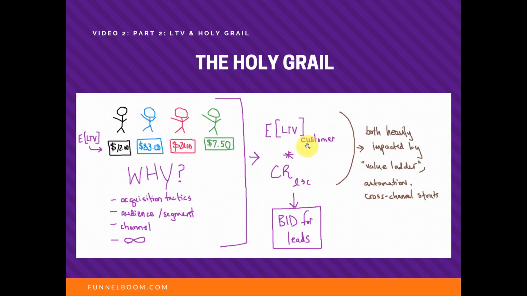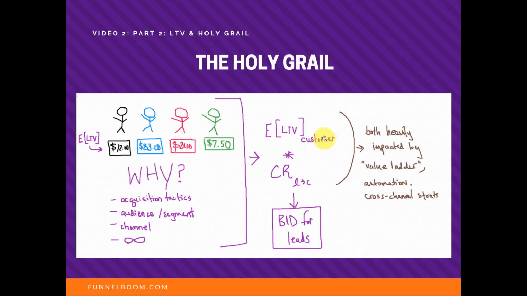But if we're going to try to just make this actionable and attainable, what a lot of businesses are doing on Facebook, and one of the ways you can act on this, is that if you know the expected LTV for a customer, you multiply it by your conversion rate of leads to customers. Now you know your bid for leads. So now I know my expected value for a lead.